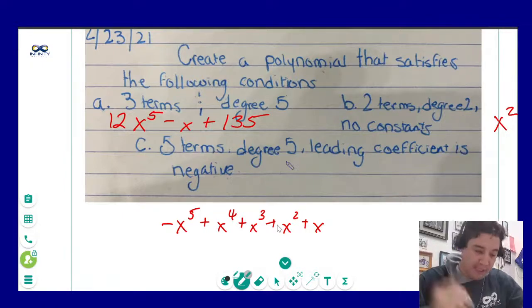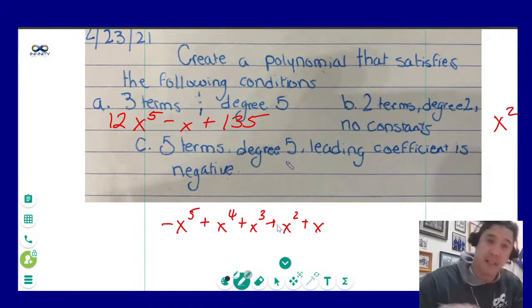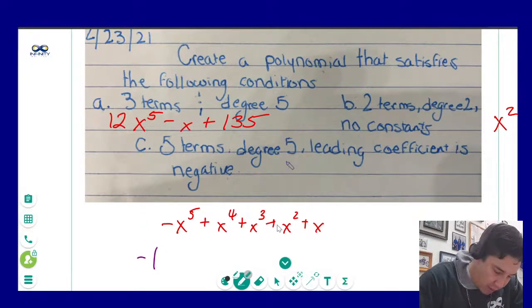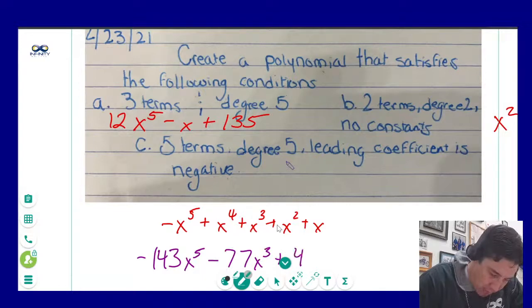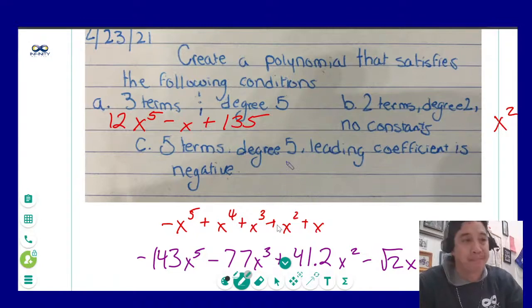The leading coefficient is negative. And if you wanted to be a jerk and make your teacher work, then you could just say negative 143x to the 5th minus 77x to the 3rd plus 41.2x squared minus square root of 2x plus pi. Same thing, right? 5 terms, degree 5, and the leading coefficient is negative. Polynomials are not that big a deal.